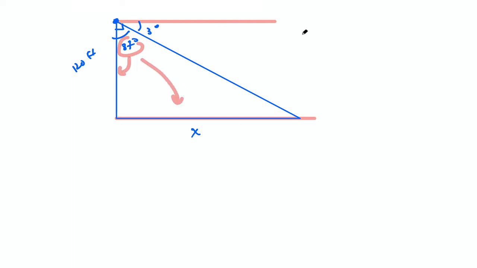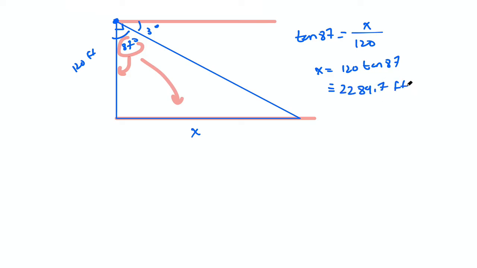So using tangent of 87, the opposite is x, the adjacent is 120. Multiply both sides by 120 to isolate for x, and you'll get approximately 2,289.7 feet, right? Rounded to the nearest foot is just 2,290.